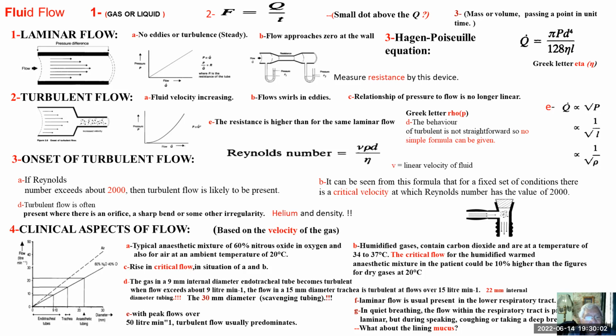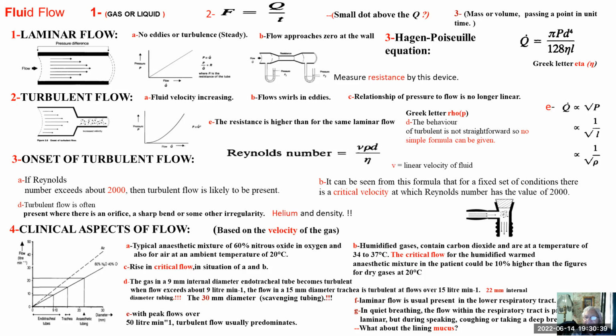We have a curve on the left showing the relationship between the size of the airways, whether it is an endotracheal tube or a scavenging system, and the flow in liters per minute. We can correlate the relationship from the following items. Whenever I have a typical anesthetic mixture of 60% nitrous oxide and oxygen at a temperature of 20, we find that the critical velocity is less than that of using air.